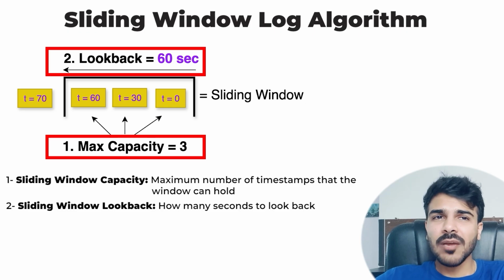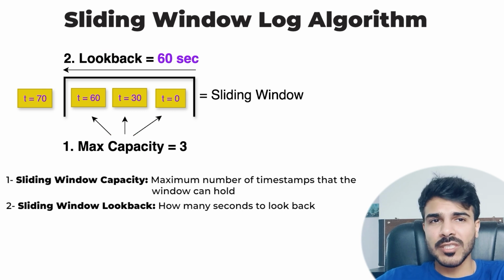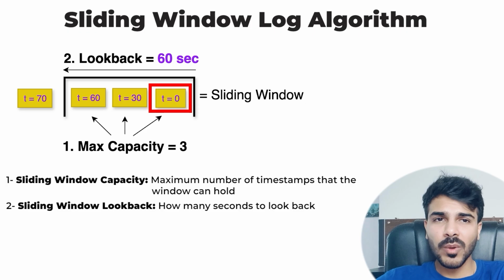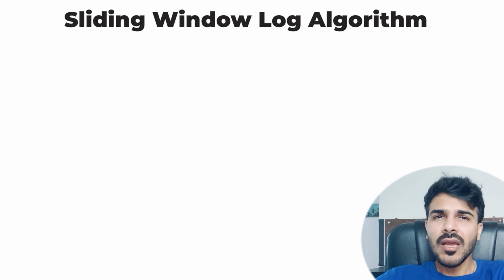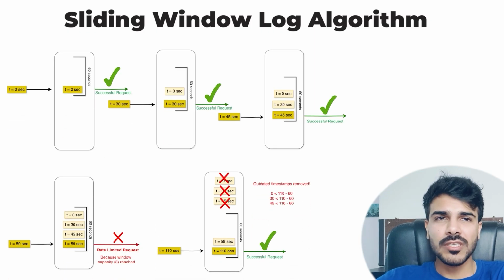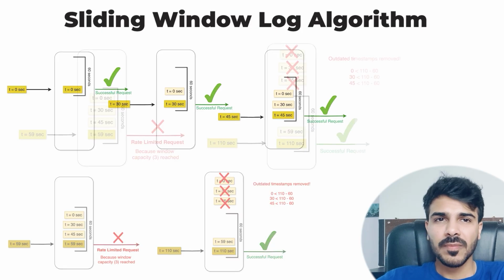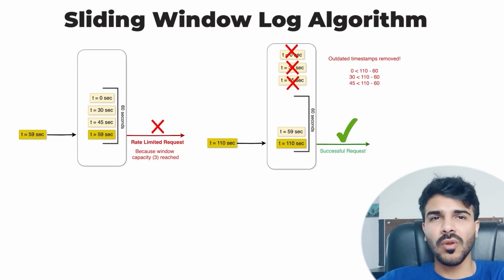For example, in the diagram, you can see that we have a look back period of 60 seconds. So effectively, the size of the window is 60. And then the maximum number of requests that we can hold in this window is 3. This is the capacity. You can see that in this window, we have one request which came at t equal to 0, another one which came at t equal to 30, and another one which came at t equal to 60. Now let's do a run through to understand the algorithm better. We'll go chronologically from t equals 0 till t equals 110.